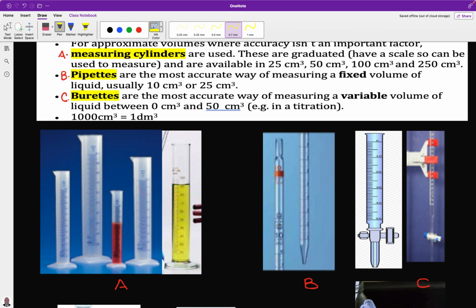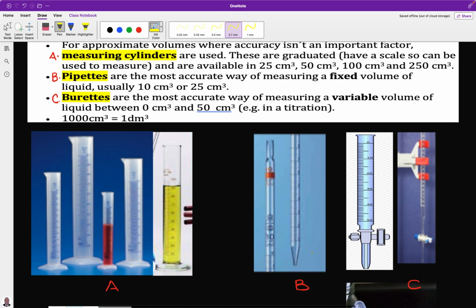Pipettes and burettes are very important in titration. For example, measuring an exact volume of acid, let me say 25 cm cube, or an exact volume of an alkali or a base, let me say sodium hydroxide, 25 cm cube into a conical flask.